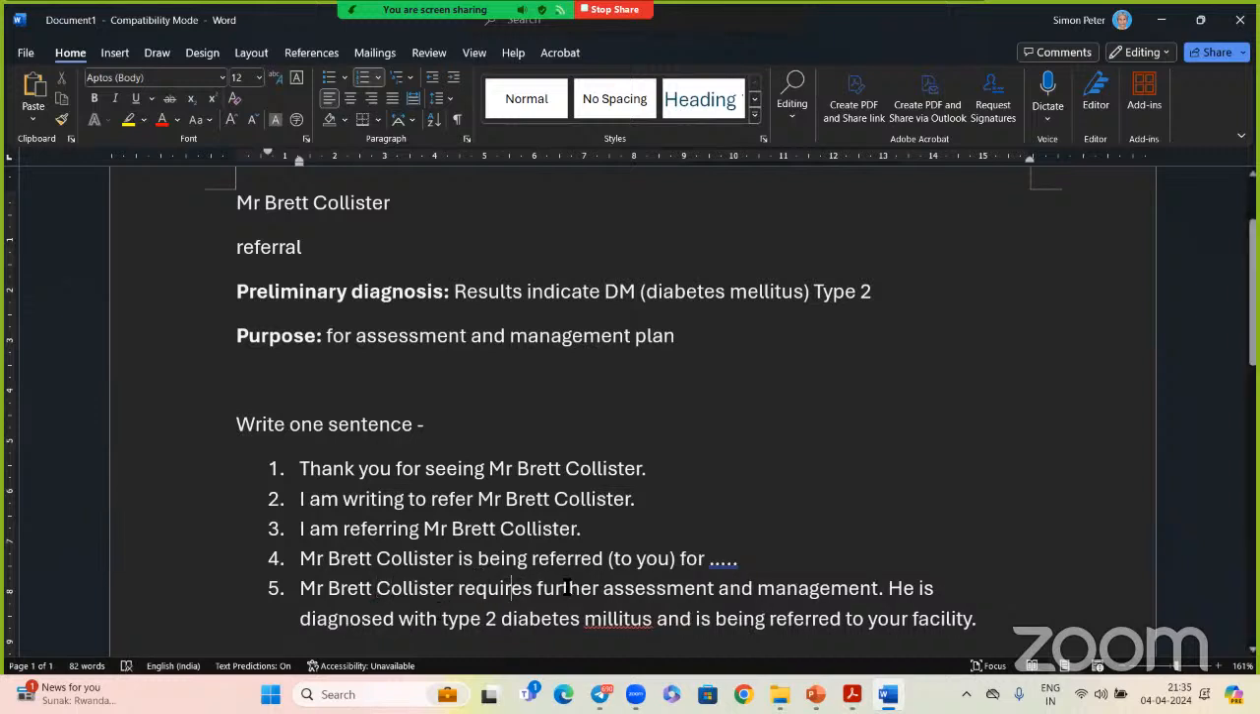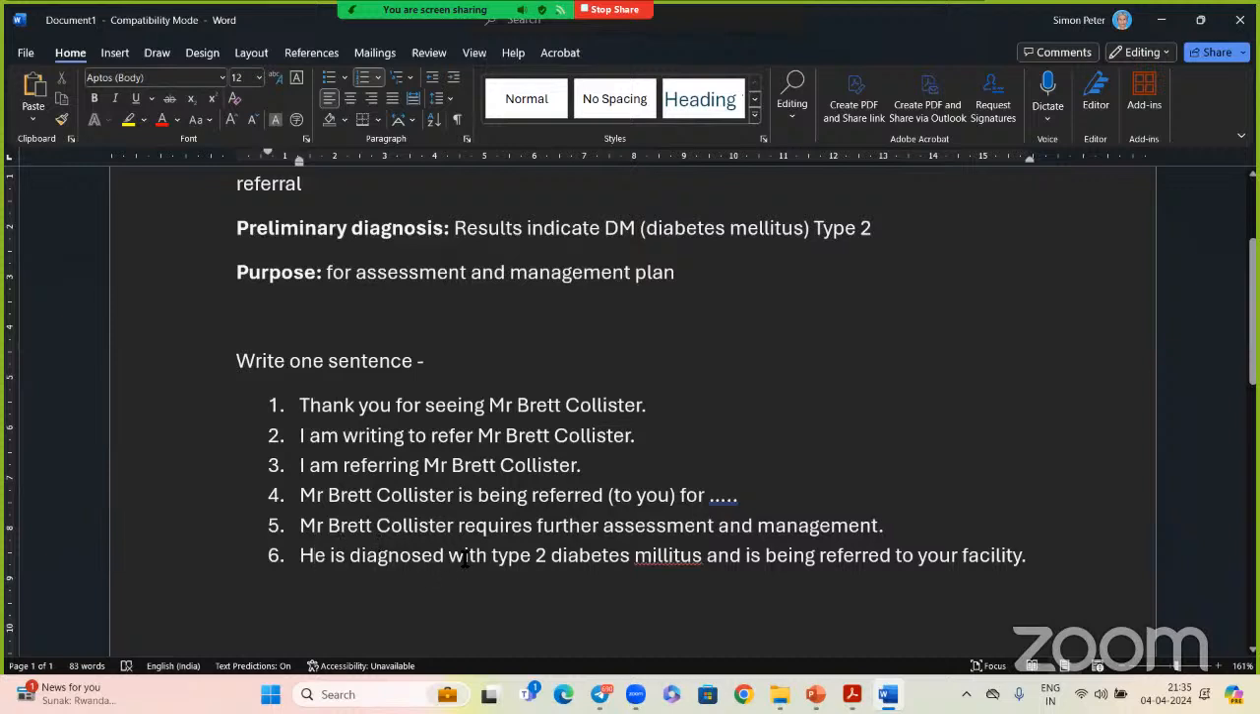Mr. Brett Collister requires further assessment and management. So management is already there here. Why are you writing the same word? Assessment is already there. Why are you writing the same word assessment again? You can change it, na? Yeah, right. He is diagnosed with type 2 diabetes mellitus.